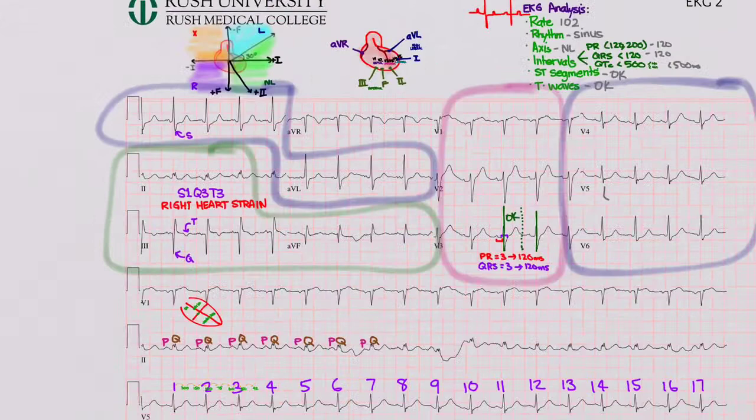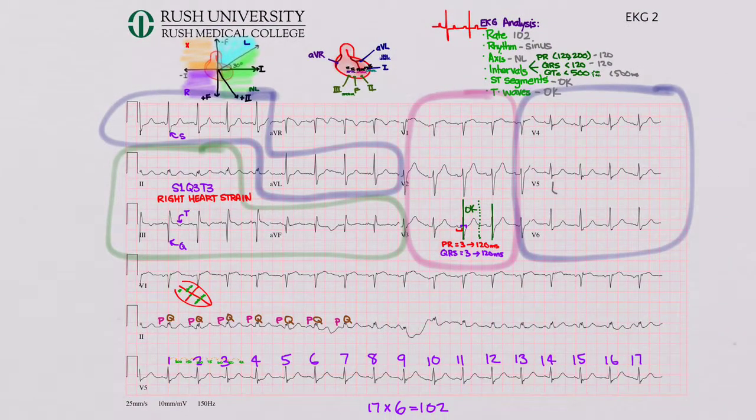So then my final evaluation of this would be that I got a sinus tachycardia with normal intervals, normal ST segments and T waves. Maybe there is this S1Q3T3 pattern, and if my suspicion was high for pulmonary embolus or some sort of pulmonary problem or something that would cause right heart strain, then I would start pursuing that. Otherwise, that's it. Okay, let's go to the next EKG.